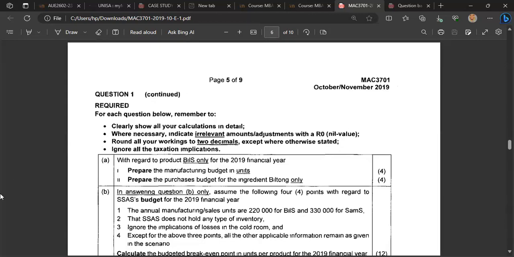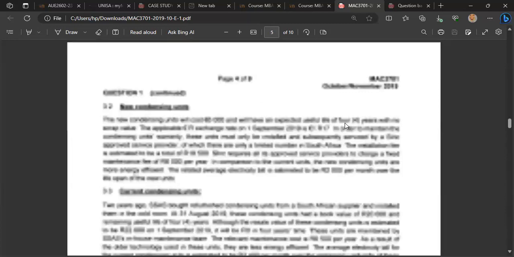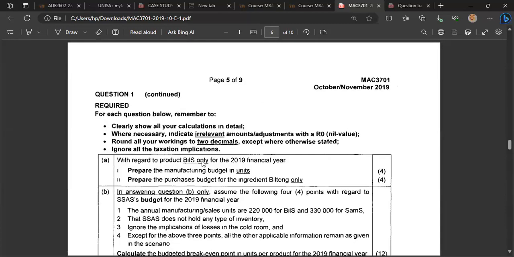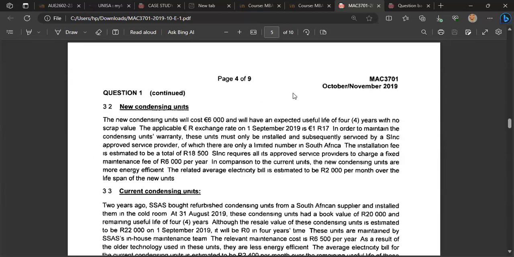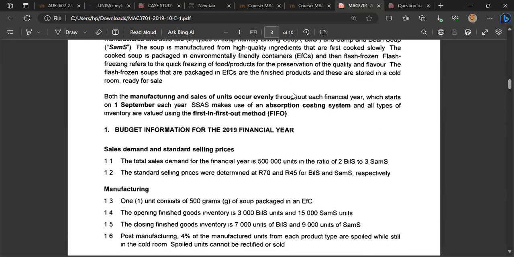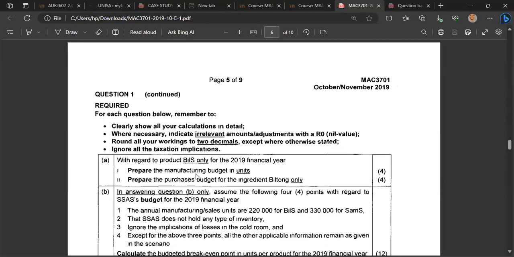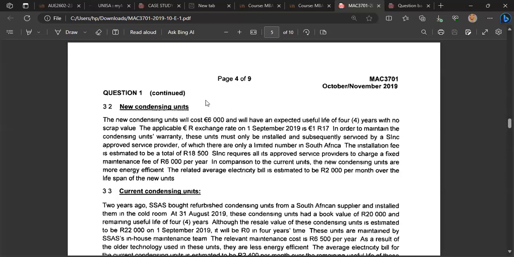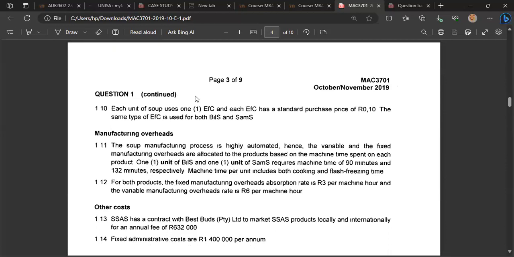All right, let's quickly do 1. We are close to 11 now. With regards to this one here, prepare the manufacturing budget in units. All right, so let's see what we would do there. Let's check out that information now. The total sales demand for the financial period. Let's check and see what the question specifically says. So prepare that in units. We want to prepare that budgeted production statement in units.